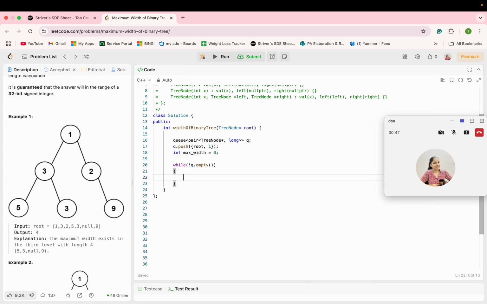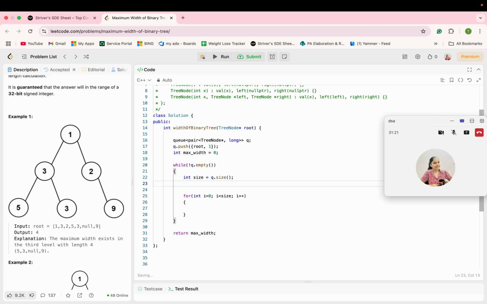So let us find out the front of the root, and what do we return? We return the max width. Let us find out the indexes of the left child and the right child by processing all the nodes level wise. So let us find out the size. This is the size, and we will have to traverse over this size, because every time we come here, this queue will only contain the nodes at that particular level. Now we have found out the size.